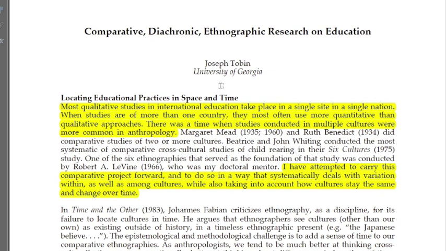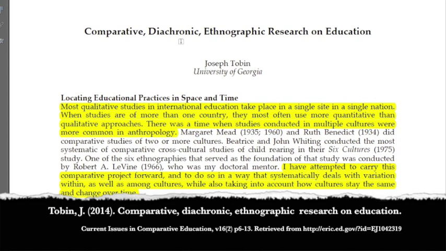I've read a lot of comp ed, old stuff, new stuff. We've got our books. I agree with what he's sharing and feel it's empowering for you to have his perspective. This paper was published in 2014, so indeed it is very recent. The paper is Comparative Diachronic Ethnographic Research on Education. Diachronic. Oh my goodness, what are you adding now to my understanding of ethnographic methodology in comparative ed?